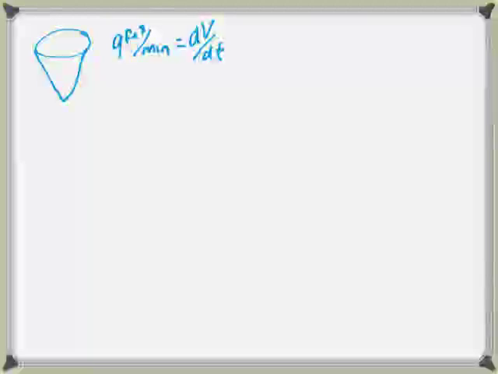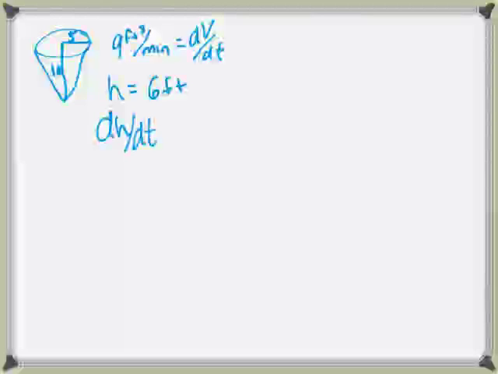The tank stands point down and has a height of 10 feet and a base radius of 5 feet. How fast is the water level rising when the height of the water is 6 feet? How fast is it rising? So what we want to solve for is dh/dt.